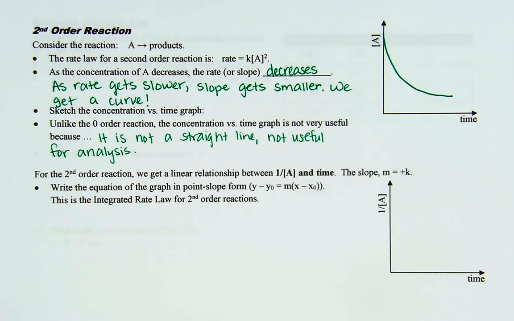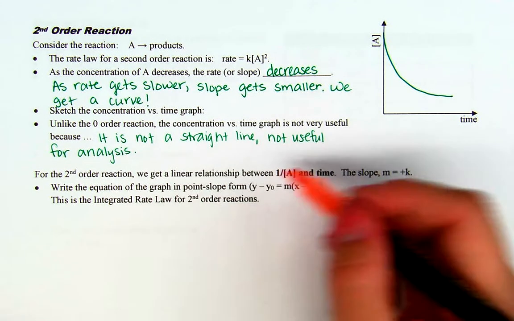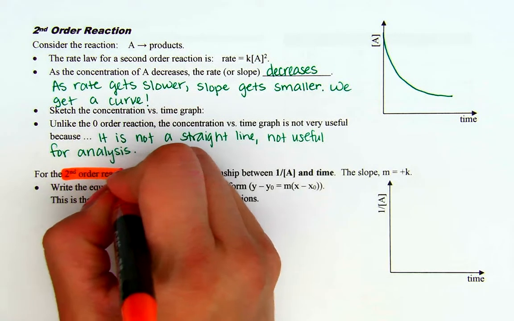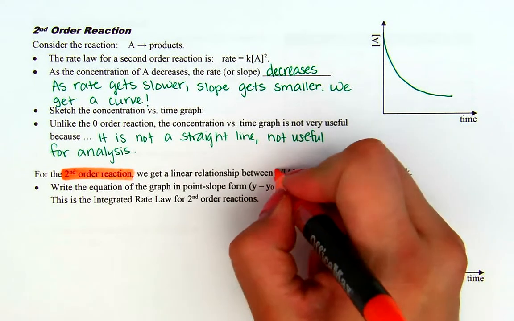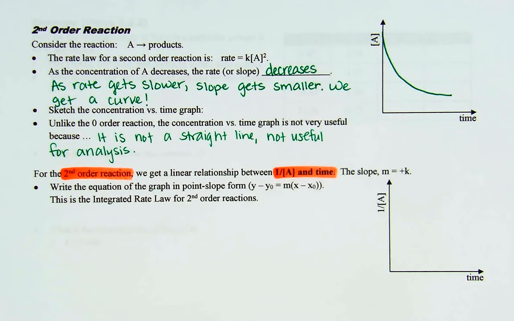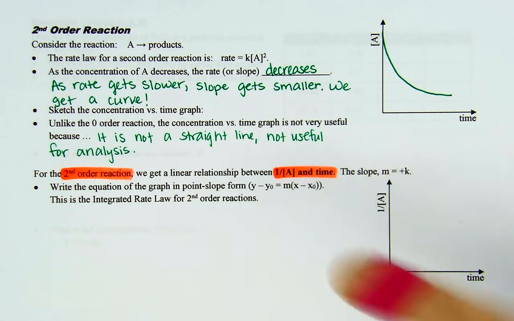Alright, for the second order reaction, however, we can manipulate this, and we get a linear relationship between the inverse and time. So for a second order reaction, we're going to be able to get a linear relationship between 1 over the concentration of A and time. So the slope here is still m, but it's slightly different because now the slope is going to be positive k.